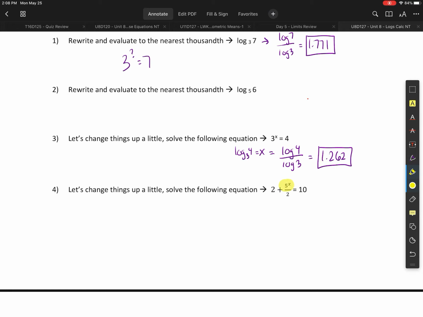Alright, last one. We gotta isolate that 5 to the x power. So what do we do? Subtract 2. Multiply by 2. And now this gives us a problem similar to problem 3. 5 to the x equals 16. Well, log base 5 of 16 equals x. Log 16 divided by log 5 equals x, which in this problem is 1.723. And what do we do? Plug in, check. Take the time to know that your answer is correct.